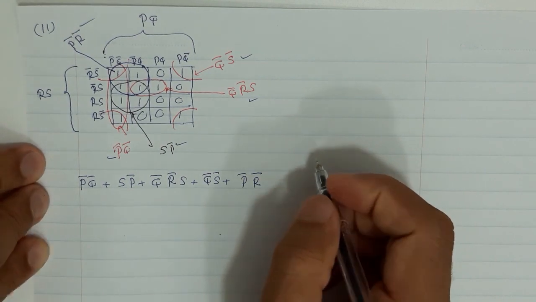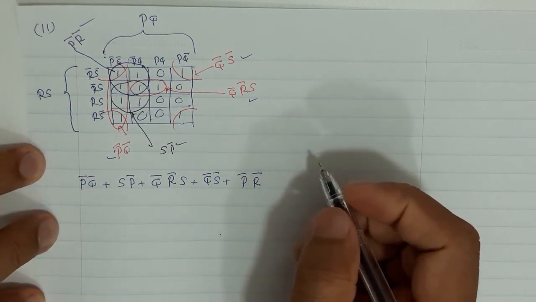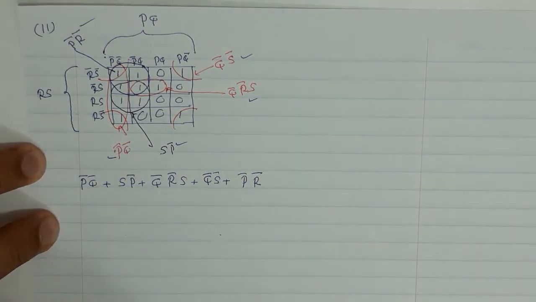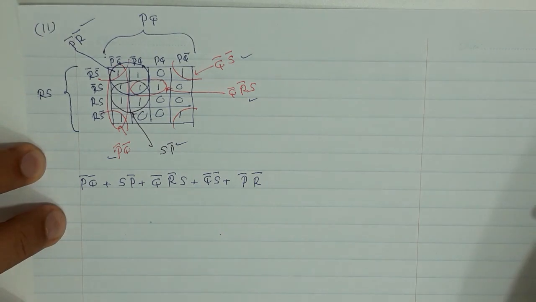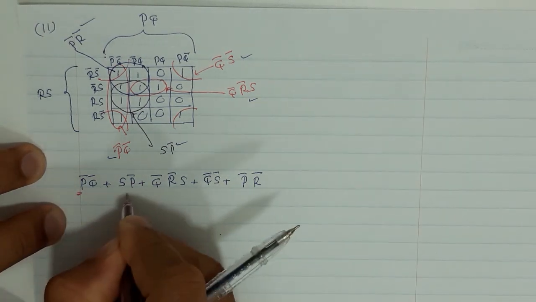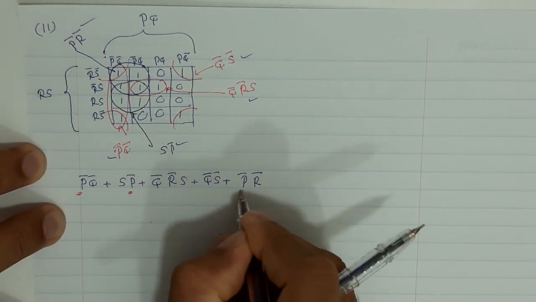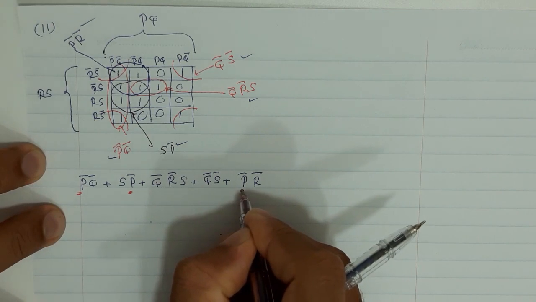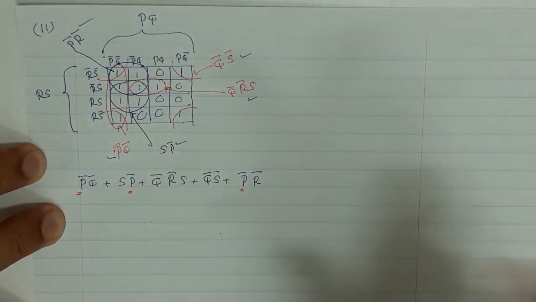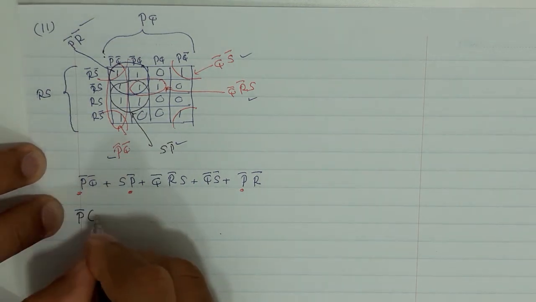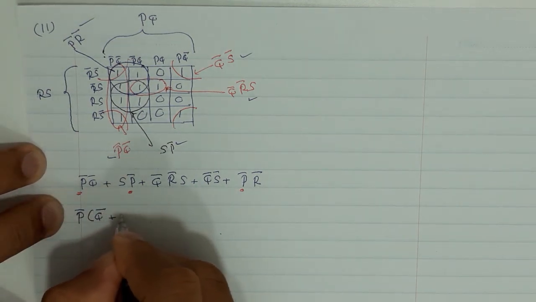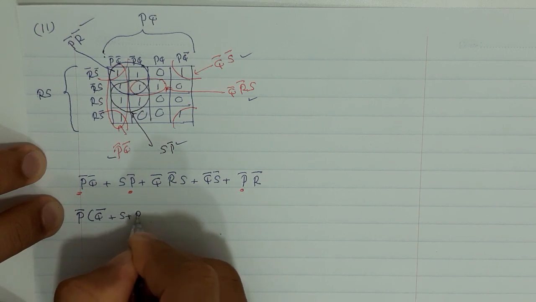So we don't have this answer available in the statements. Therefore, I may try to simplify this, or I may take the commons out. Then if I see the segments, here we have P bar, and P bar. Then if I compare the answers, P bar is common. Therefore, I may take this P bar out. Then Q bar plus S plus R bar.